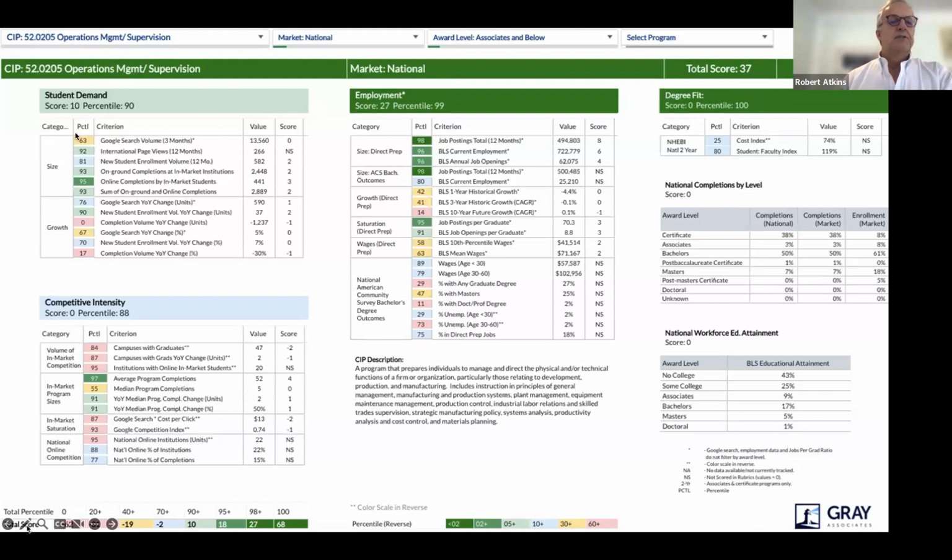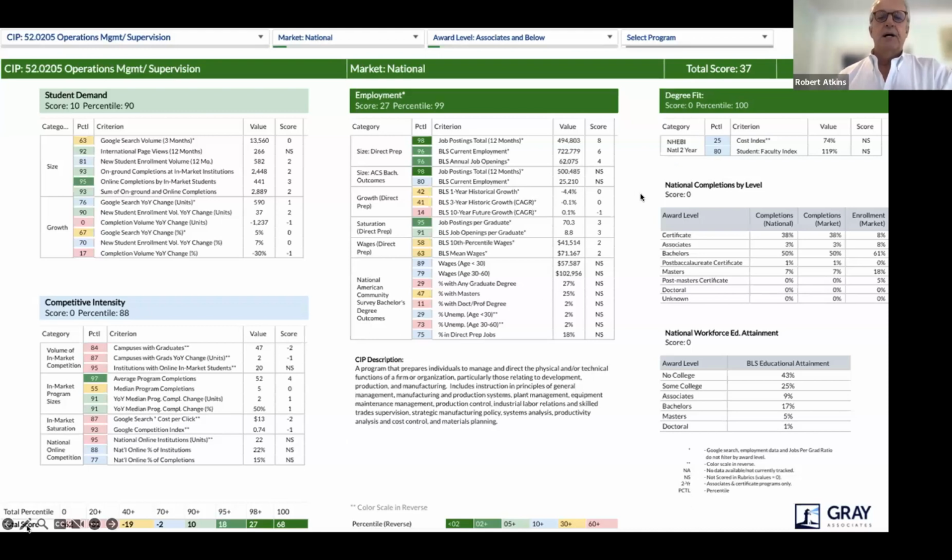You can see student demand is good both in terms of size and growth, as we noticed, was a little spottier, but our future looking ones are good. And competition is a worry. It's not a terrible score, but it's a mediocre score. And I've got a lot of pink here that would make me concerned that this is a pretty competitive program. Now, mind you, this is at the 99th percentile.